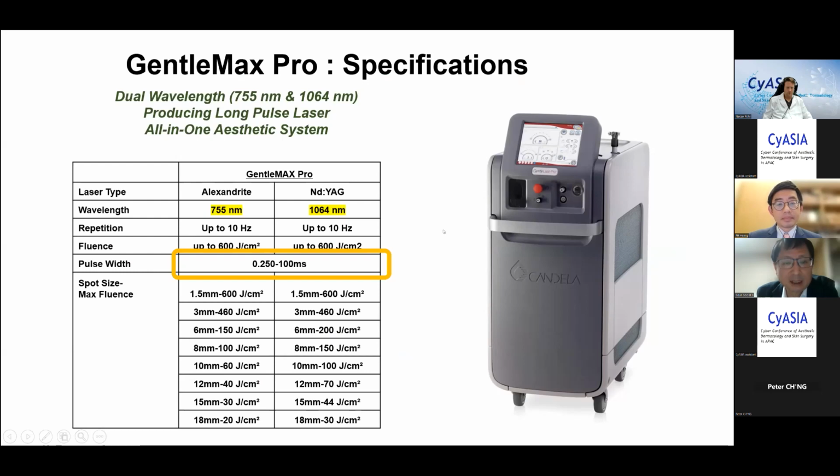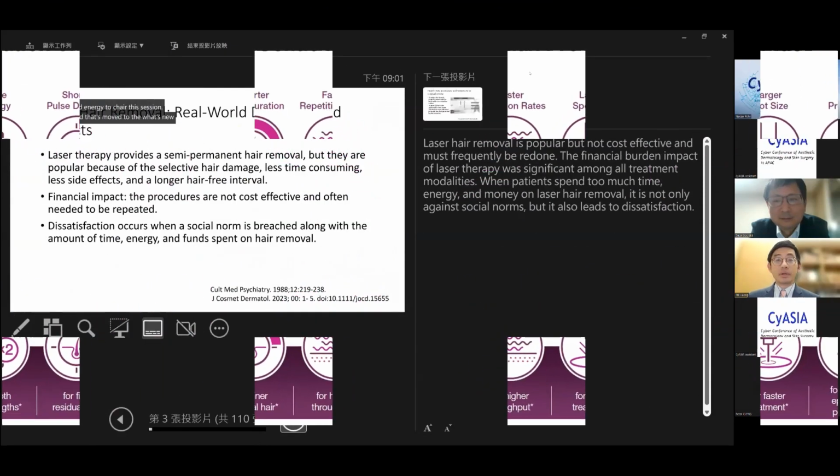It is a very well-designed machine for hair removal, and it supports a very big spot size, up to 25 millimeters, and also provides a very wide range of pulse widths. So we can use this one for hair removal, pigmented skin lesions, and vascular lesion treatment. It is a multifunctional treatment device.